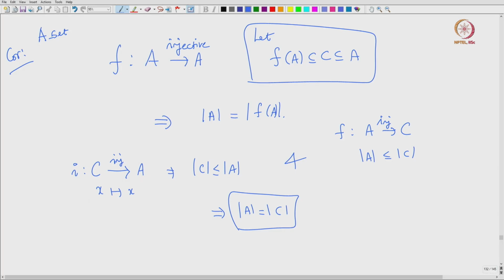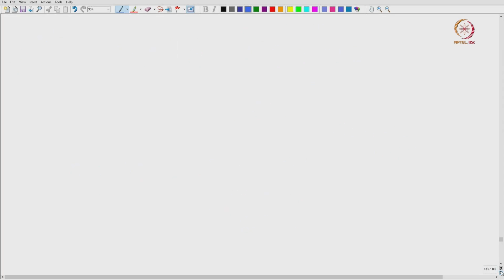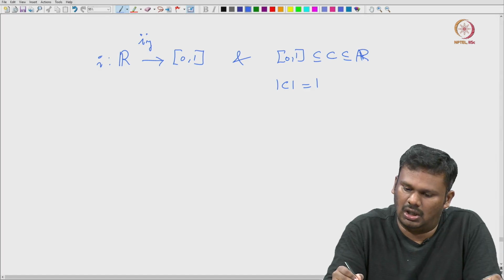So, for example, if we are able to get an injective function from R to the closed interval [0, 1], which I have left as an exercise to construct, then if I take any set between [0, 1] and C, using our corollary we can see that the cardinality of C is the same as the cardinality of R, which is the same as the cardinality of [0, 1].